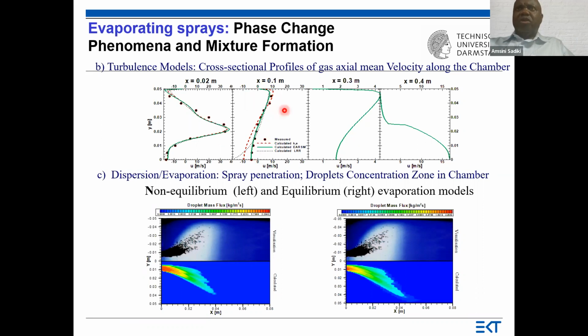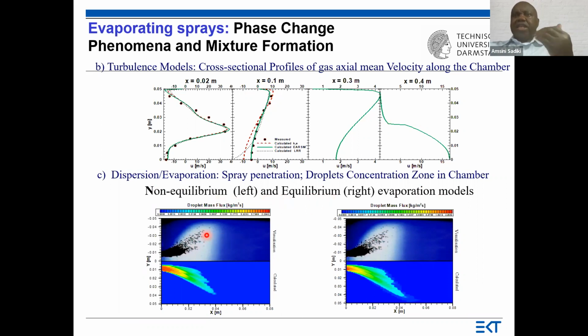And we got only experiment of these two sections, and we got the results for the other section, and we produce only for the explicit algebraic Reynolds stress model at this position. We assume that they are correct. After that, we introduce the dispersion. I will explain you in a few minutes. And we could also see the spray penetration and also the droplet concentration zone in chamber by using these two models, non-equilibrium model and equilibrium model.